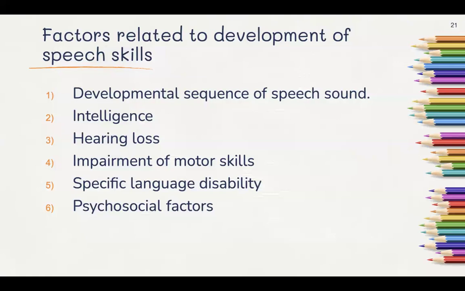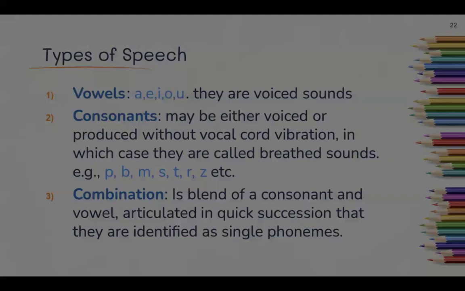So what are the factors related to the development of these skills? The developmental sequence of speech sounds, your intelligence, and hearing loss: if you don't hear sounds, how will you produce sounds? So that explains it in differently abled persons who cannot hear. Impairment of the motor skills, of course, affects your tongue and other things. Control of the tongue is very important. Speech and language disability, and of course, the psychosocial factors play a major role.